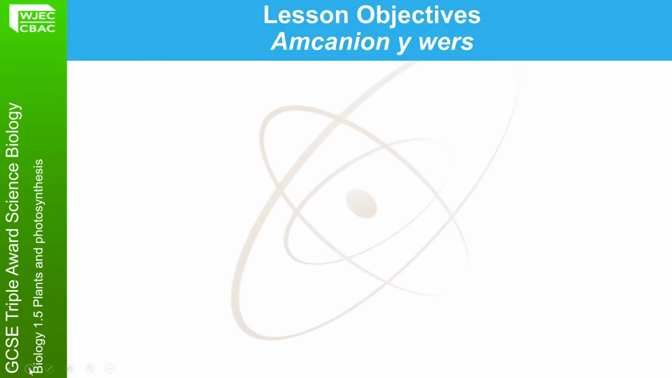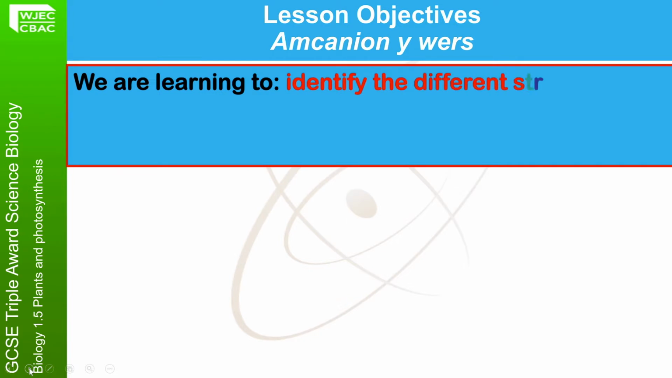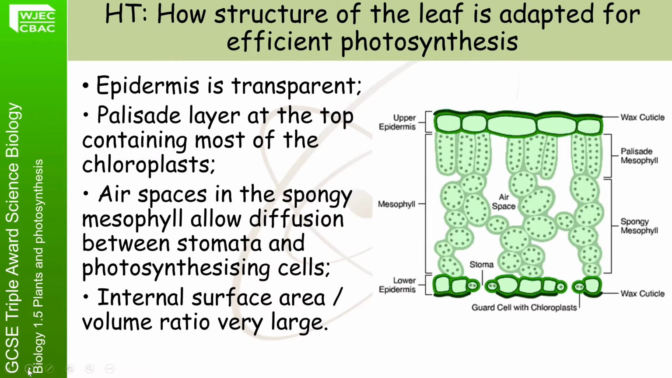In this lesson, we are going to look at the detailed internal structure of a cross-section through a leaf to show the variety of different plant tissues and their functions. In class, we would normally use the bioviewers to look at a magnified image of a leaf. Here on the right, we can see a cross-section through a leaf diagram.